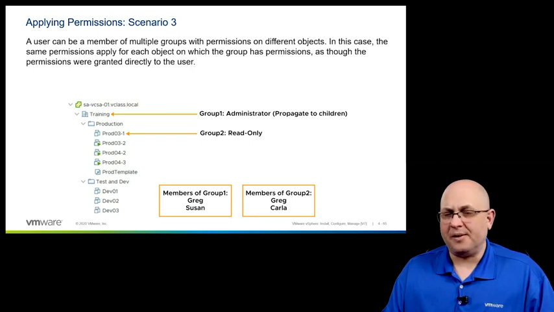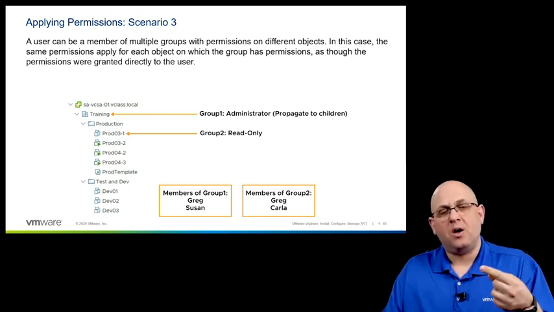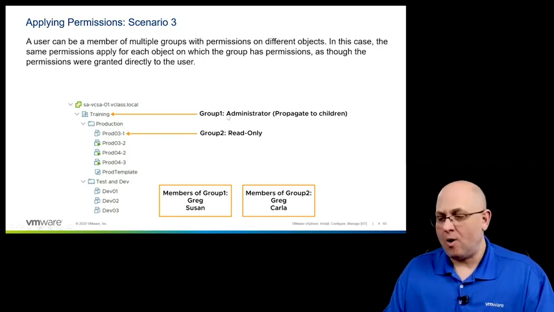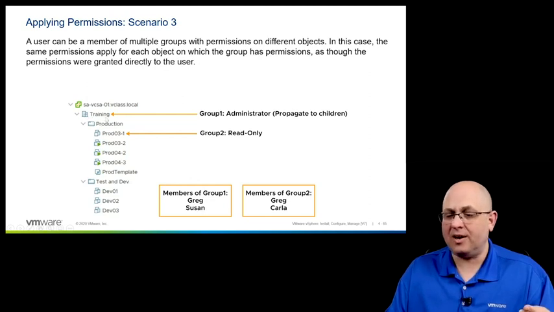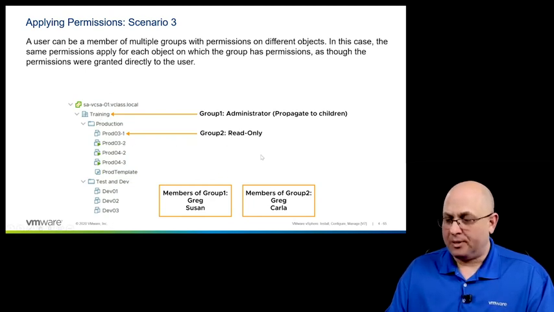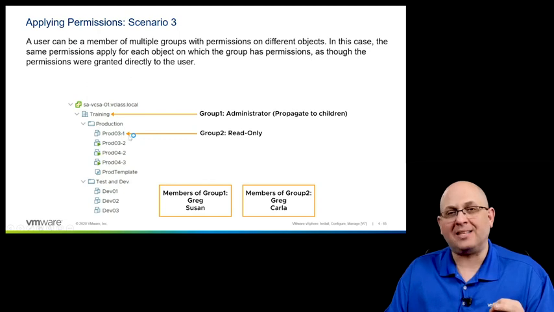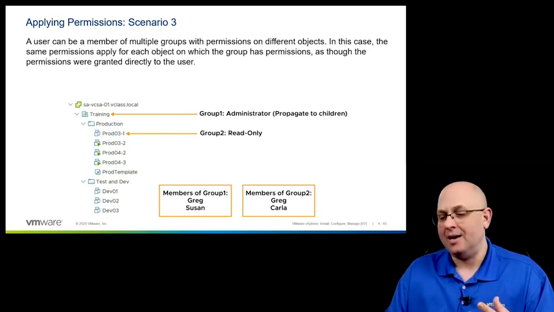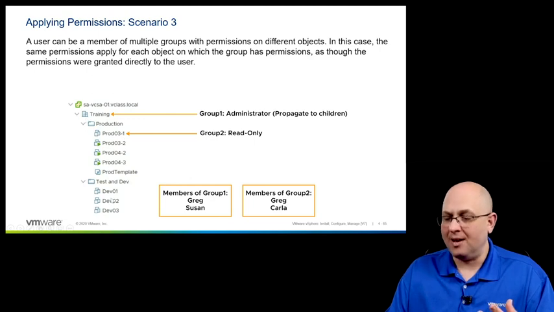Scenario 3 is very similar to the first scenario where I had a user that was assigned rights, okay, that were propagated down to child objects and then immediately applied to an object. And now I have a group where I have group 1, Greg and Susan. They get administrator access on the training data center, and those rights have been propagated. But group 2, that's Greg and Carla, have read-only rights to prod 03-1, okay? Because that permission has been applied directly to an object, it will take precedence over any inherited rights that that user or the members of that group will have, okay? So in this case, Greg and Carla get read-only on prod 03-1. For everything else, well, Carla gets nothing, but Greg and Susan have the administrator role.